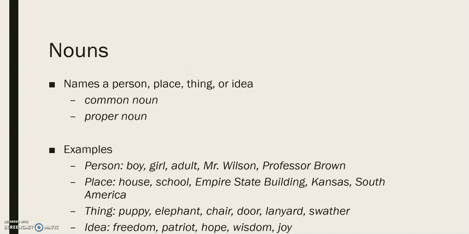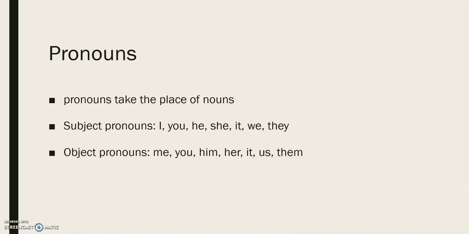First, let's review what nouns and pronouns are, since we need to understand this to know how appositives work. A noun names a person, place, thing, or idea. Nouns can be common or proper. Here are some examples of some common and proper nouns. Remember, ideas are abstract, which means they refer to feelings, ideas, concepts, and qualities.